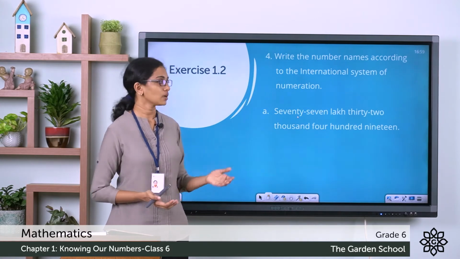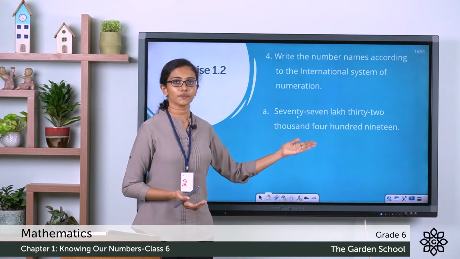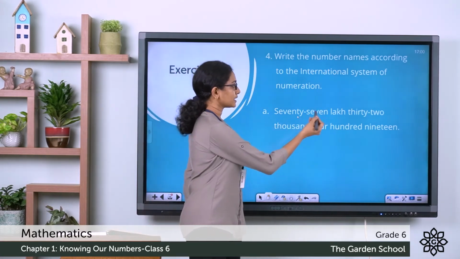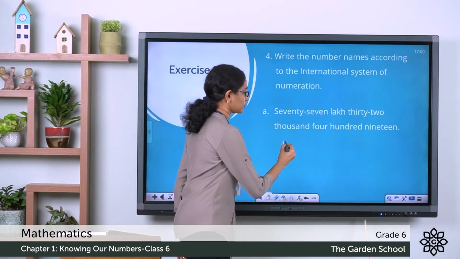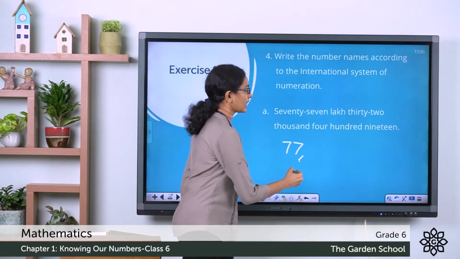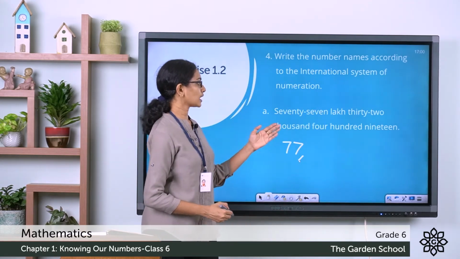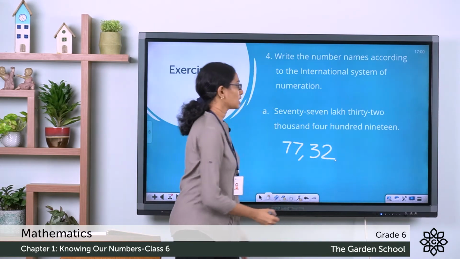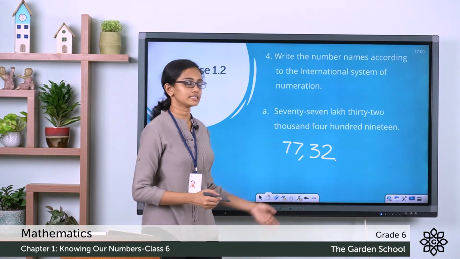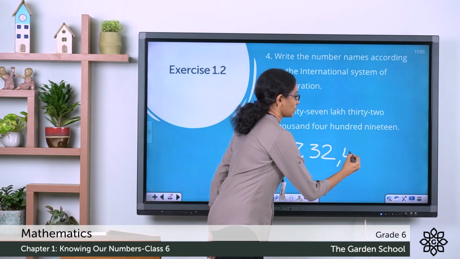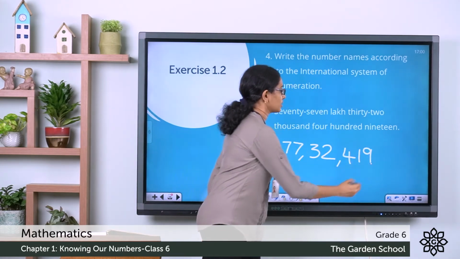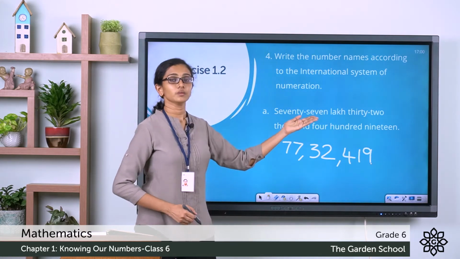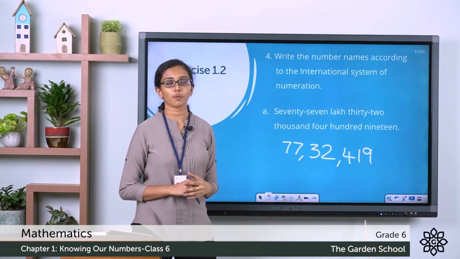77,32,419. Like I said, first just write down the numeral corresponding to this one. So let's write it down, 77 lakh. So that would be 77 lakh 32,000, that is 32,419. 419. So this is the numeral corresponding to this number name, which is under the Indian system of numeration.